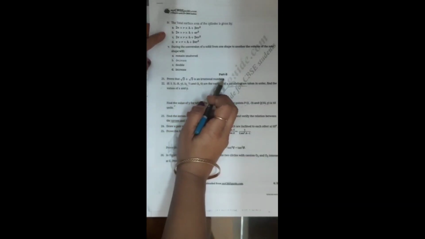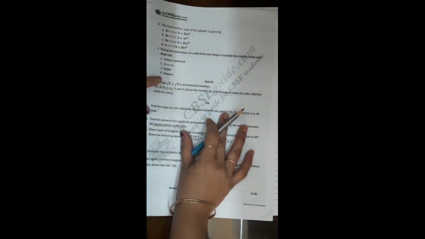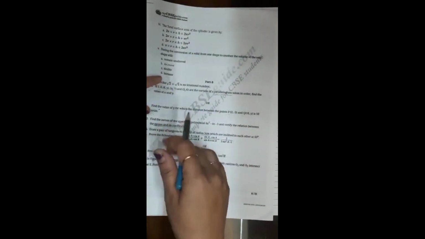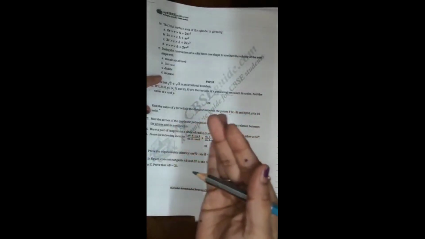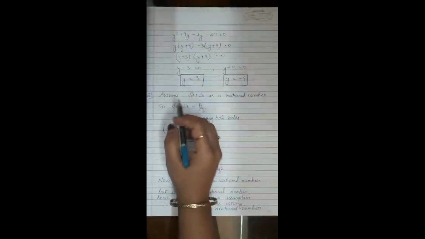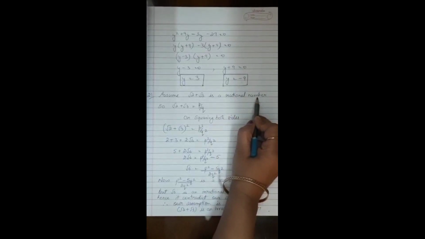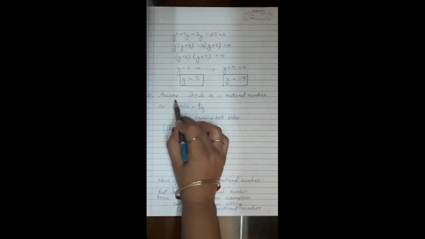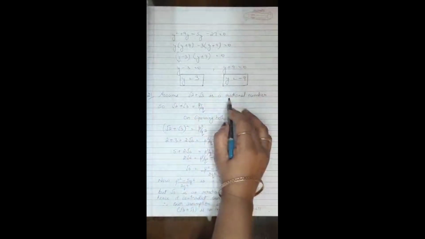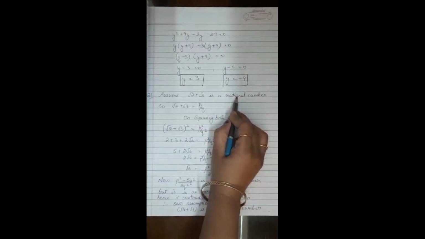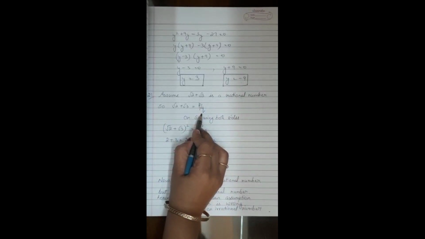It says prove that root 2 plus root 3 is an irrational number. See, to prove this, we assume that it is a rational number, and if it contradicts our assumption, then it must be an irrational number. See how I have done. I have assumed first that root 2 plus root 3 is a rational number. In the question they told us to prove that it is irrational, so I have assumed the opposite, a rational number. So if it is a rational number, it must be equal to p by q. It is the form of a rational number.